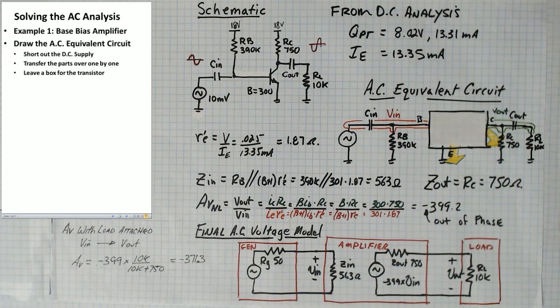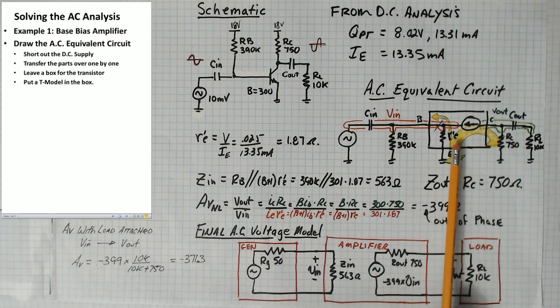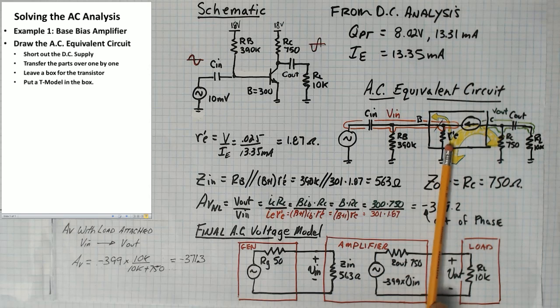Now usually what I like to do is leave a box for the transistor. I just draw in a box and write down base, collector, emitter. And when I'm ready, I put the T model, or the appropriate model that I'm using to solve the problem, into the box. In this case, I put in a T model, which is a dependent current source and an impedance from the base emitter diode modeled by r'e.